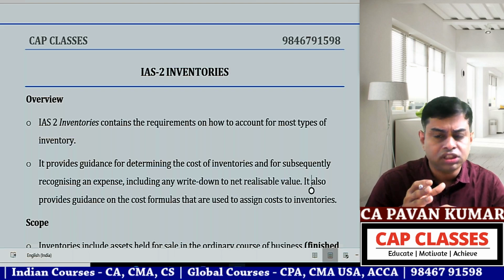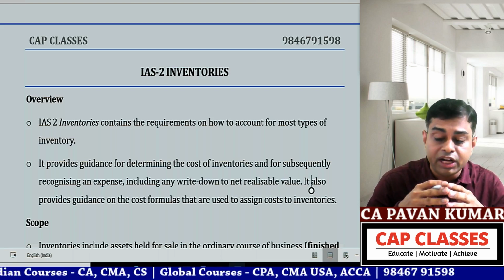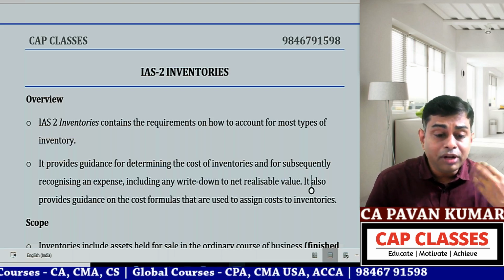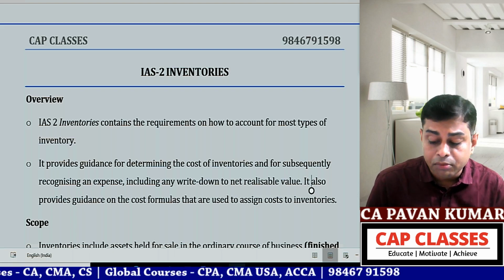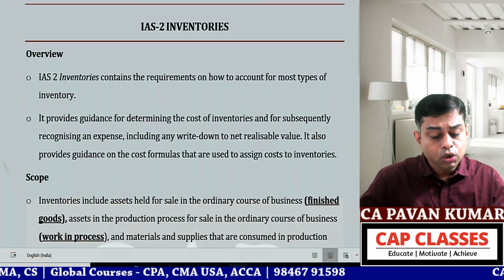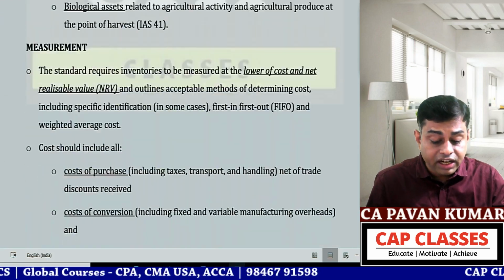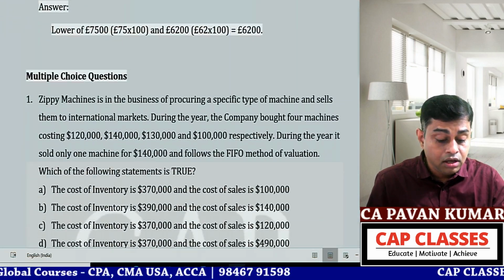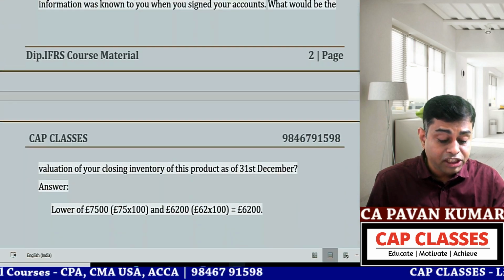Approximately 10-15 MCQs will be there, or normally 20 MCQs. So normally after teaching you the whole concept and problems, I'll ask you to do this MCQ revision. So today let us see in this IAS 2 inventories what questions and multiple choice questions are there. Based on that, we'll go further.